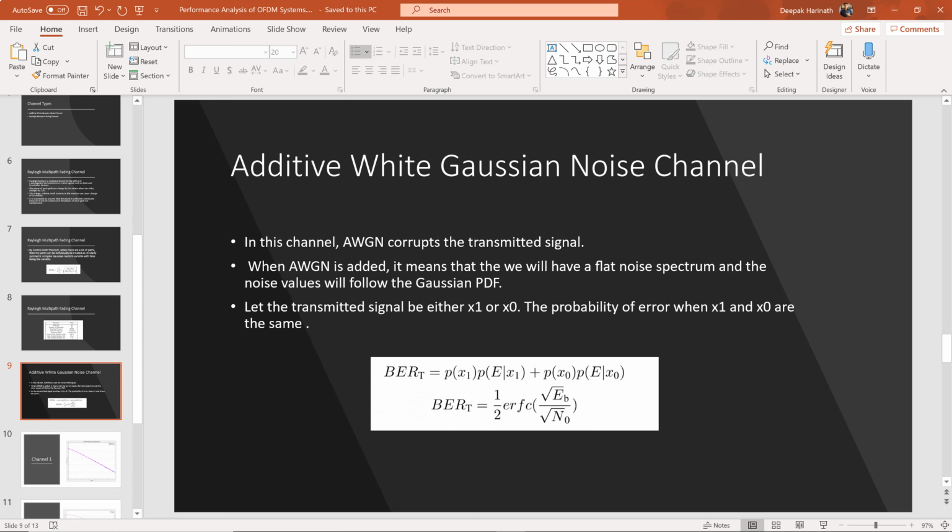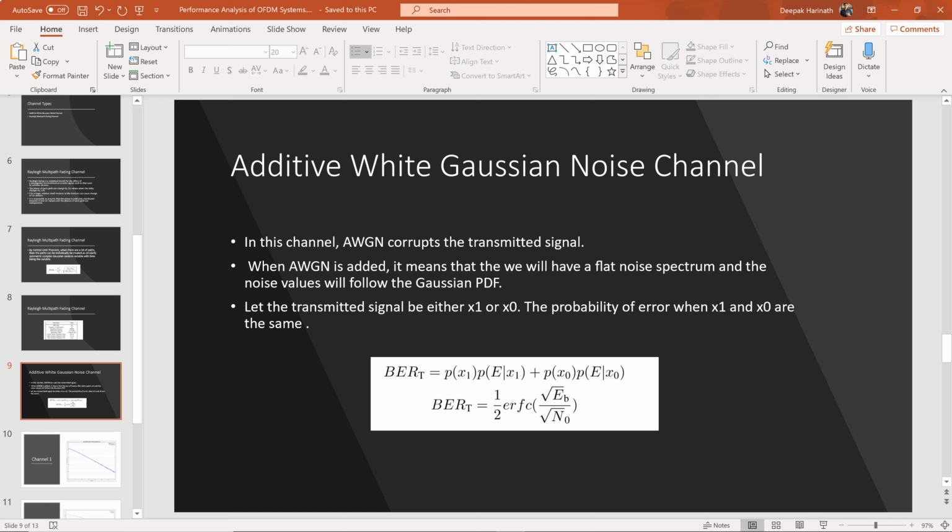Moving on to the second type of channel that has been used in this performance analysis, the additive white Gaussian noise. In this, the additive white Gaussian noise is what corrupts the transmitted signal. So when this noise is added to it, it actually means that we have added a flat noise spectrum, and the noise values will follow the Gaussian probability distribution function.